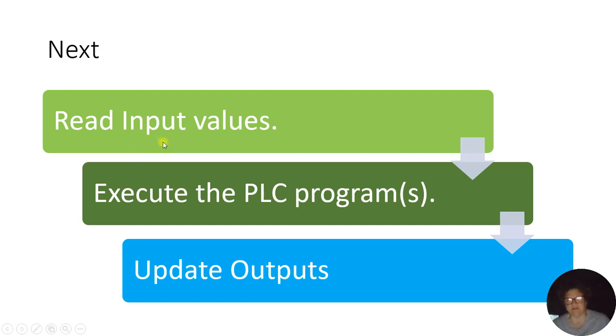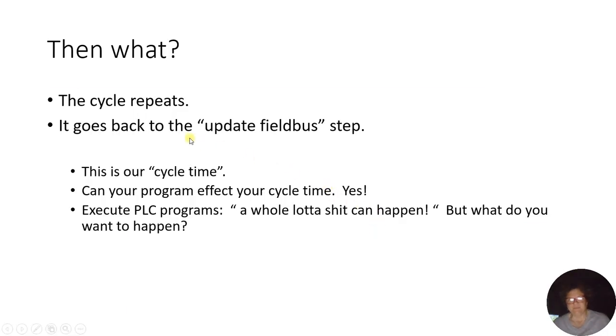Next, we'll read the input values from the field, and then we'll execute the PLC programs. Keep this in mind for a minute. Once the PLC programs are executed, then you'll update the outputs. The cycle will repeat. You'll go back to updating the field bus step. You'll go back through reading the changes that are inputting, and then the PLC program will continue to make decisions. This is one reason why you need to look at being efficient with your PLC code, because you can affect your cycle time depending on your application.